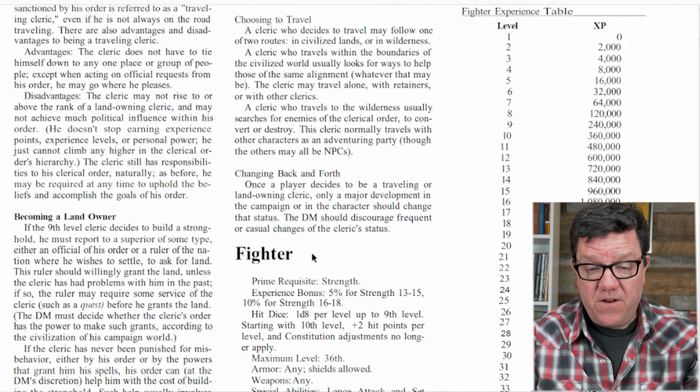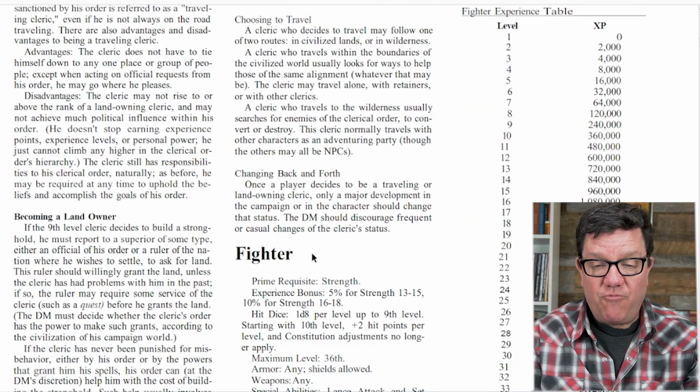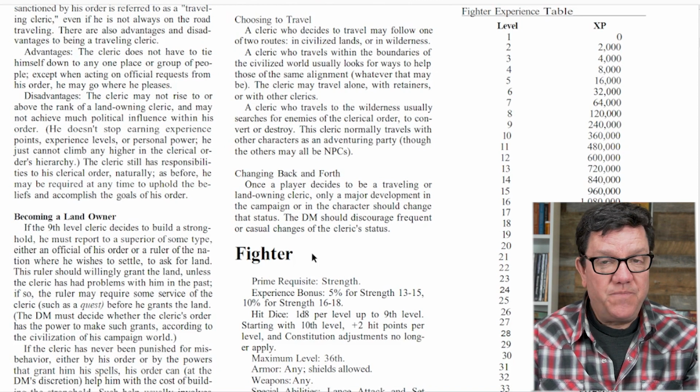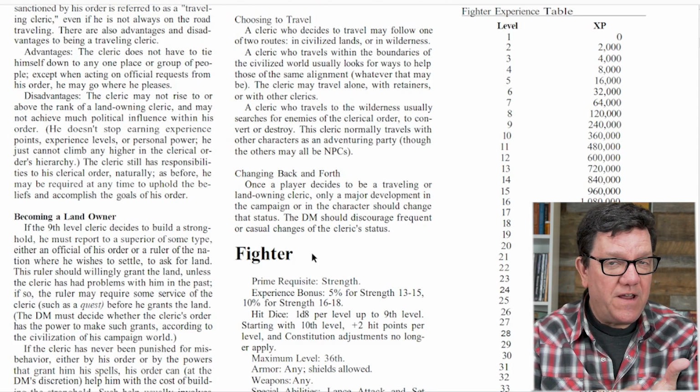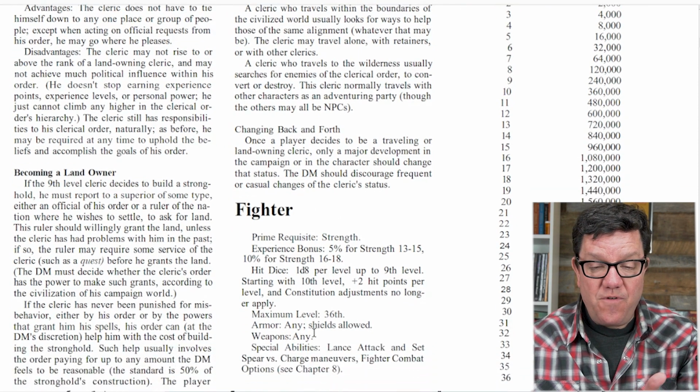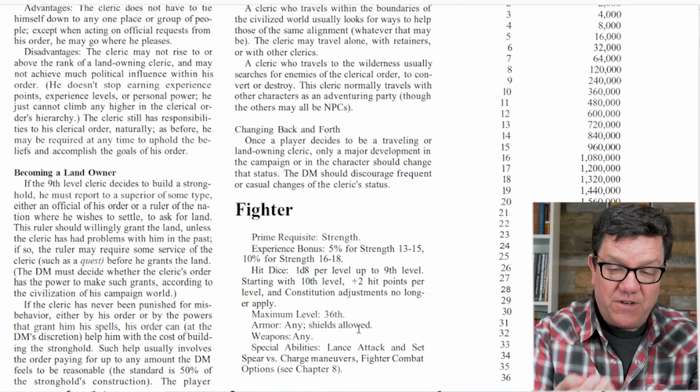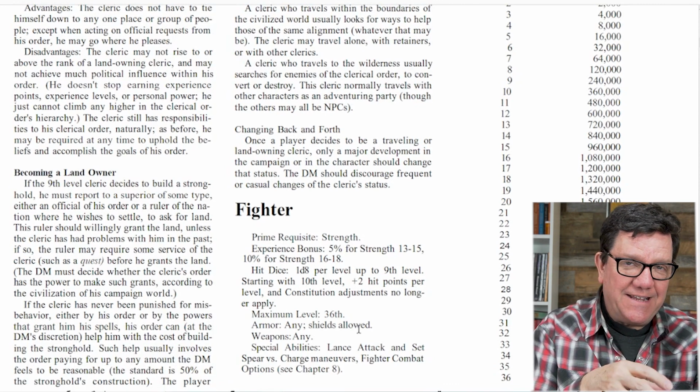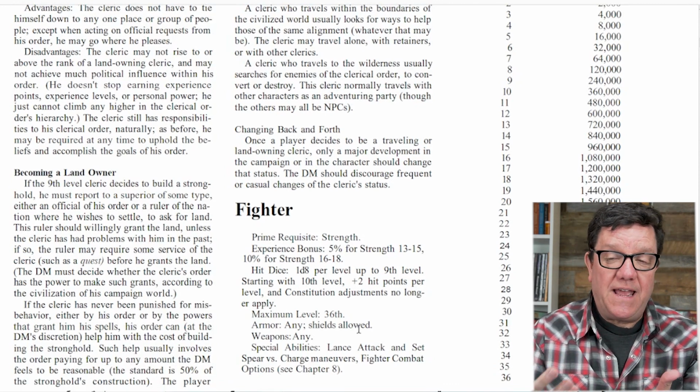So here is the fighter. As you can see, strength is the prime requisite where you get your experience bonus. Highest hit points, the fighter and the dwarf, 1d8. And you can use any armor, any weapons. You have some special abilities, lance attack and set for charge. Doesn't come up that often, but can come up.